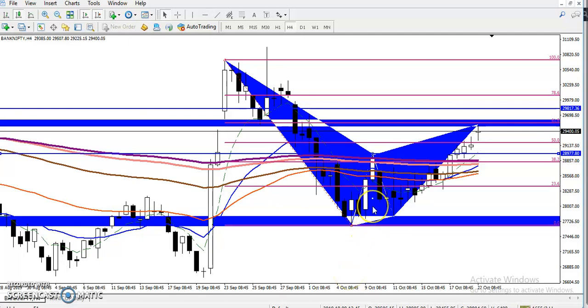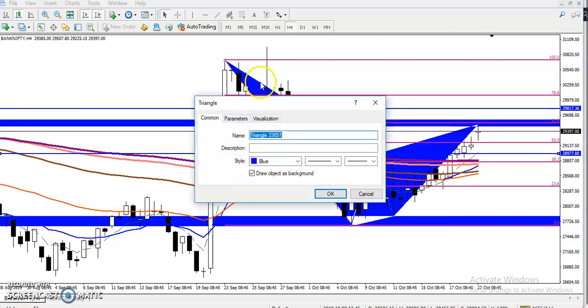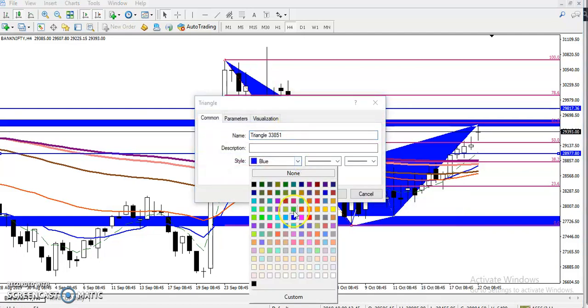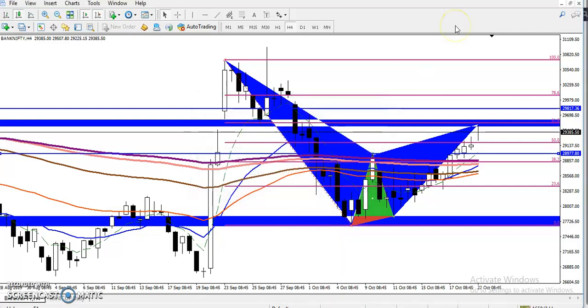Let me change this color. Okay, now it should look like that. It's targeting like here, right? So that means there is a high probability to reverse back from this area toward the moving average, right?